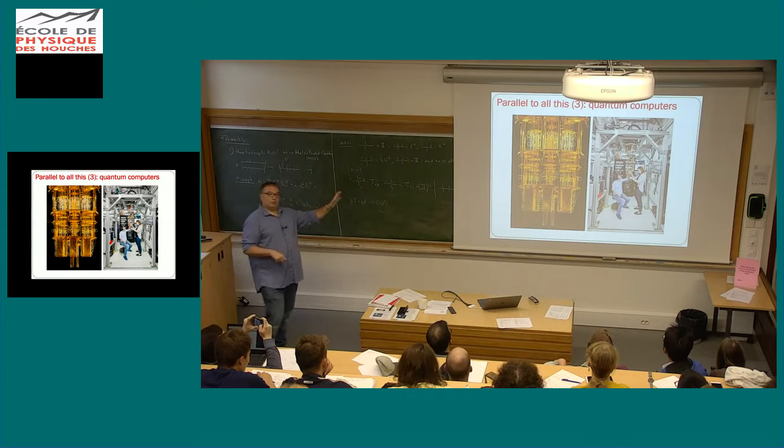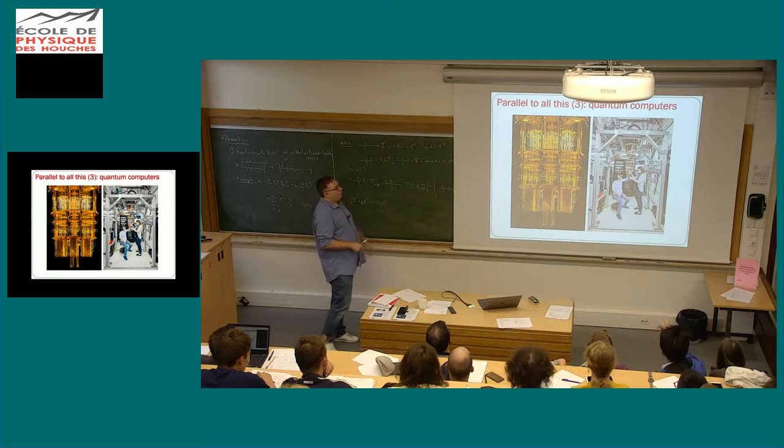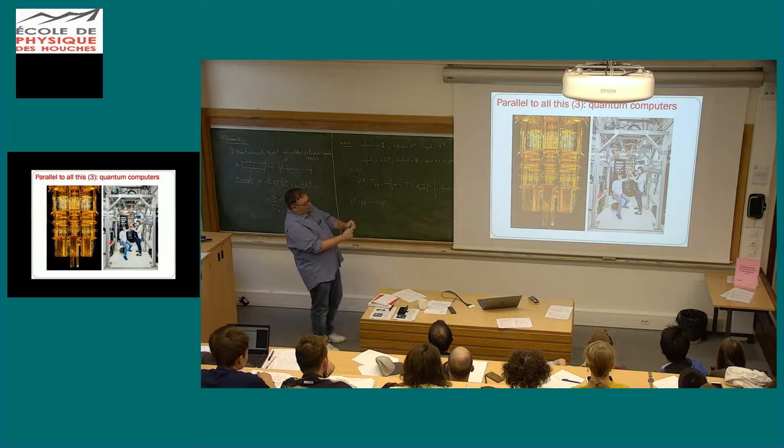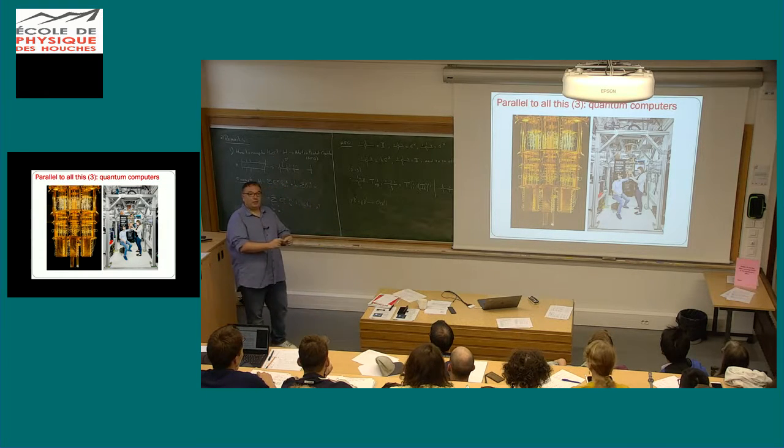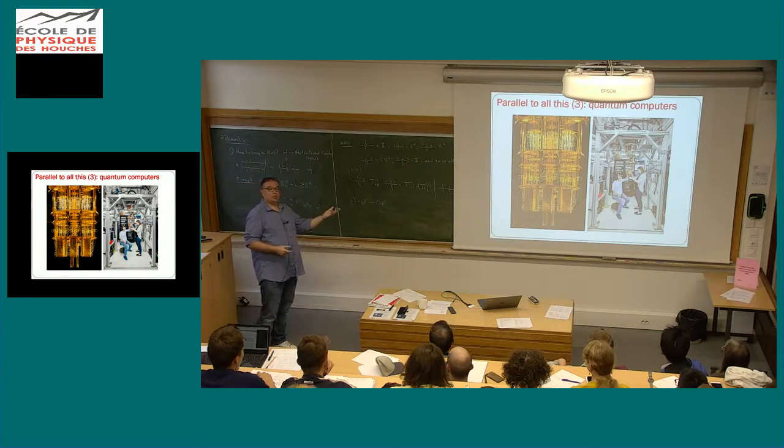Have you seen this picture before? This is the IBM quantum computer. This is just the fridge. The quantum processor is down here, and it's super tiny. This is made of superconducting qubits. It's like the one that Google used to make this announcement on quantum supremacy at the beginning of the week.